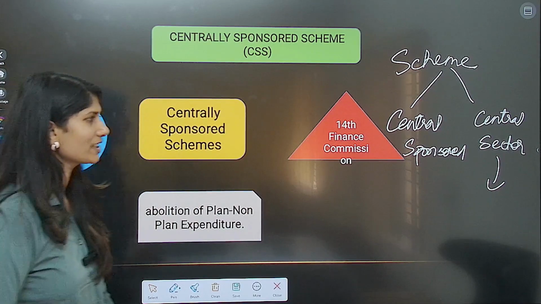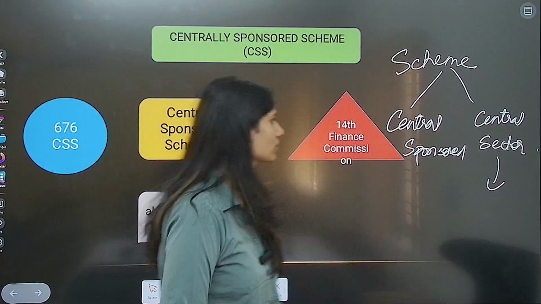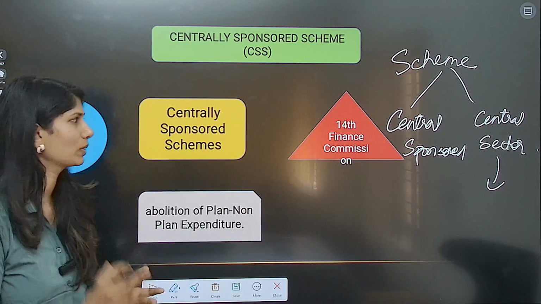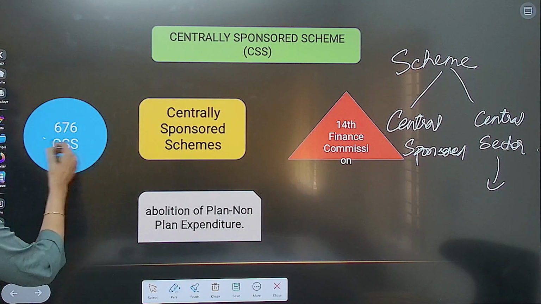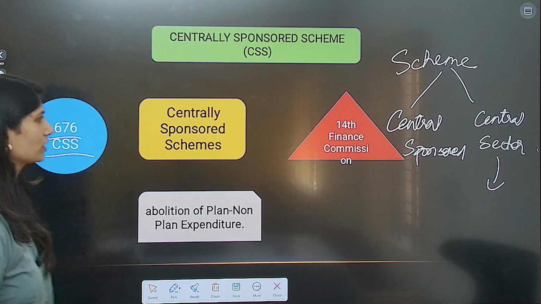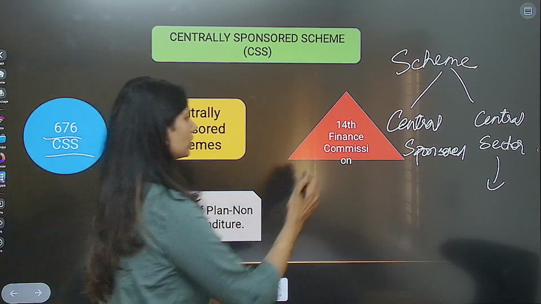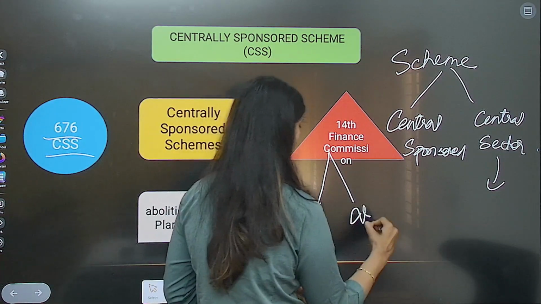Now, whenever we say central sector scheme, it is 100% funded by the central government. Centrally sponsored scheme means where the funding is divided between both the center as well as the state. Understanding? As of now, we have 676 centrally sponsored schemes, according to the 14th Finance Commission onwards, where they abolished the concept of plan and non-plan expenditures.